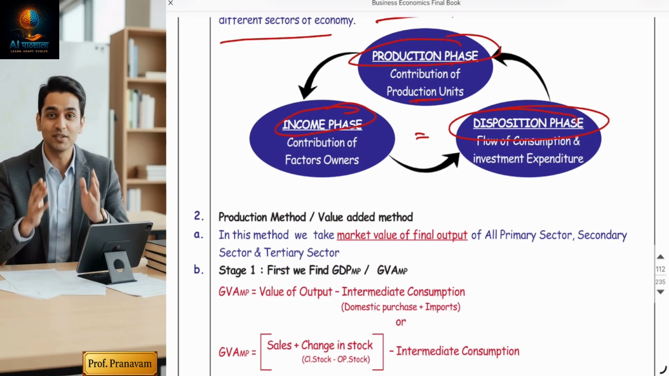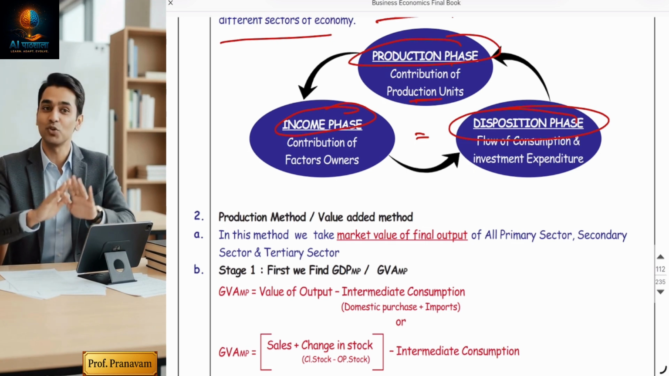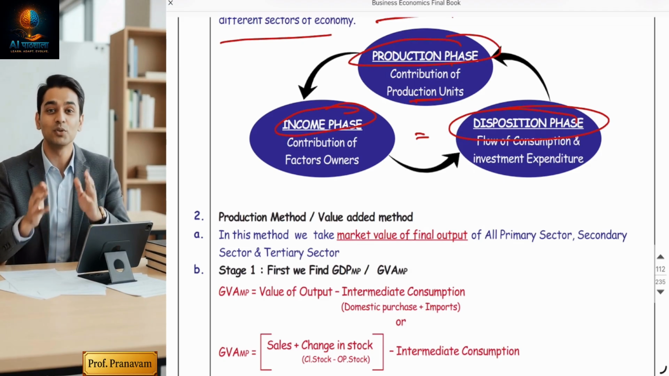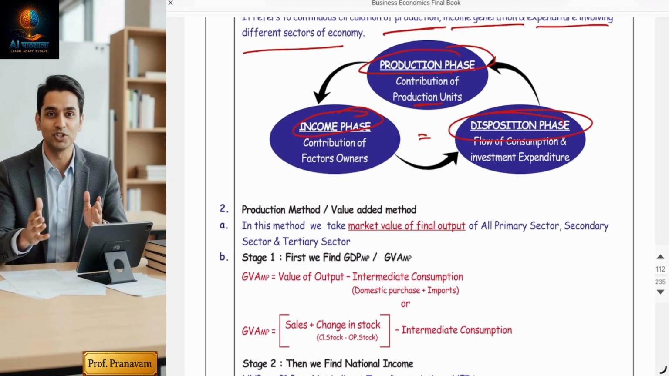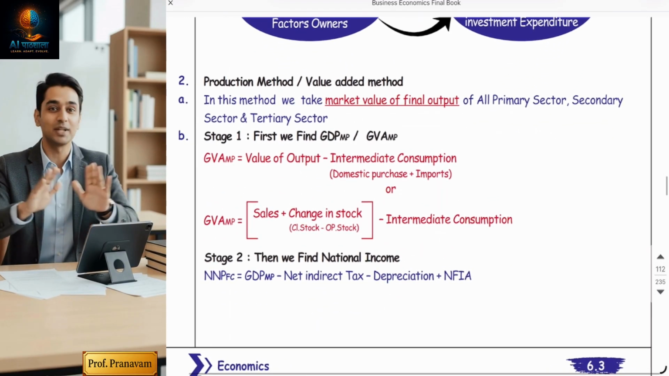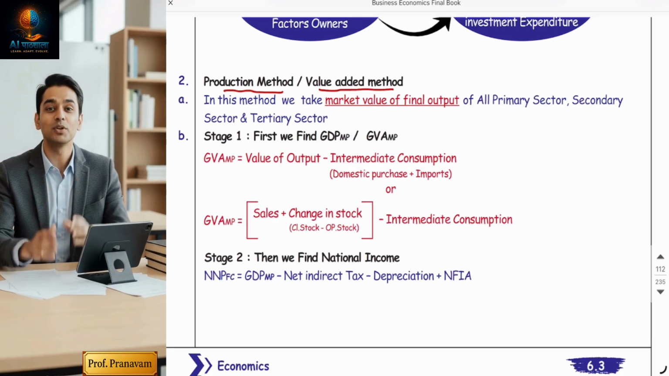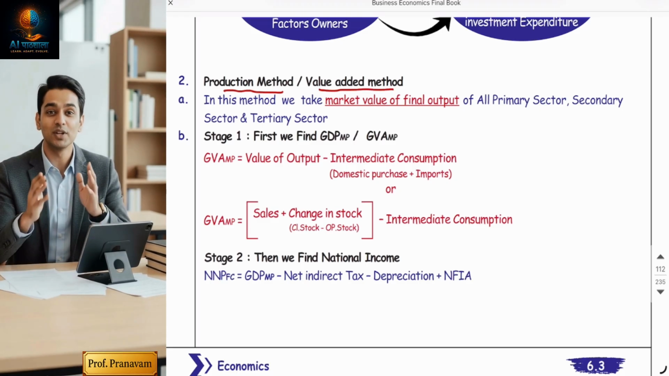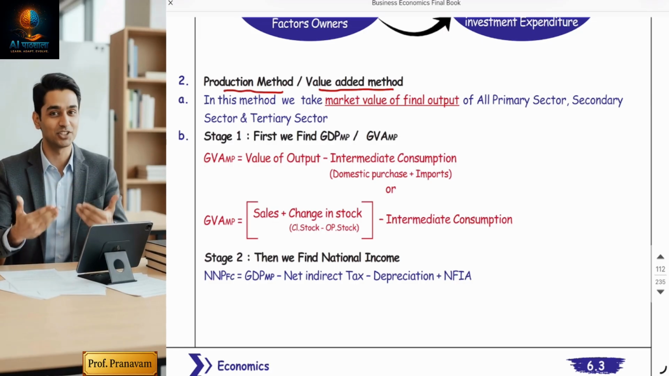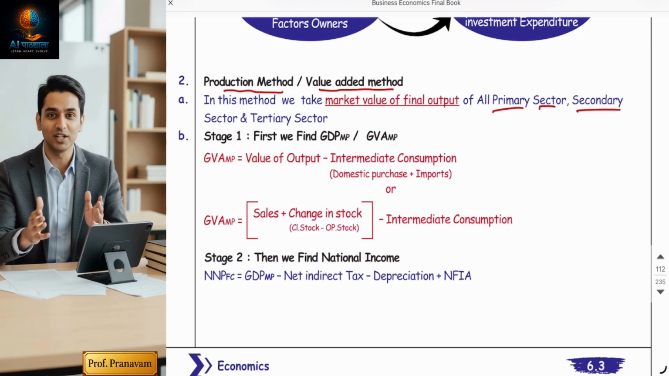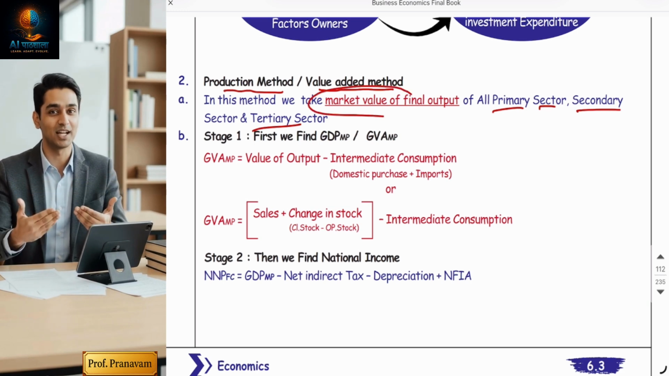The advantageous part is that whichever method you use, the amount of national income derived will always be the same, because each and every sector has been derived from the others. So let us understand the first and very important method, that is the production method. The production method is also called the value-added method. In this method, whatever final goods and services have been produced, whether in the primary sector, secondary sector, or tertiary sector, their money value will be added.